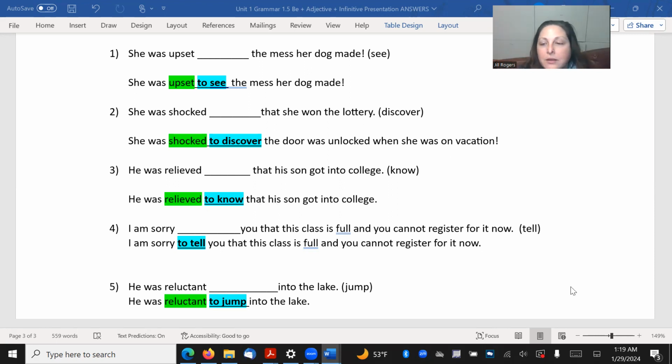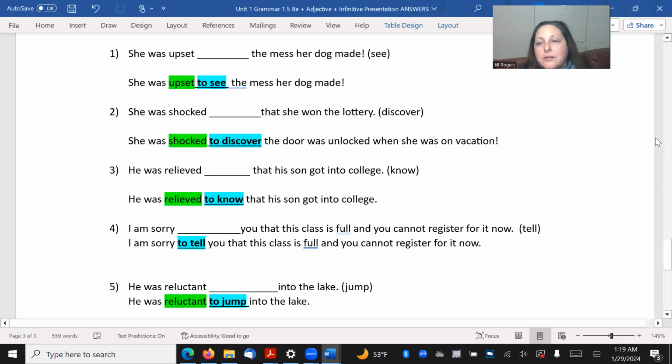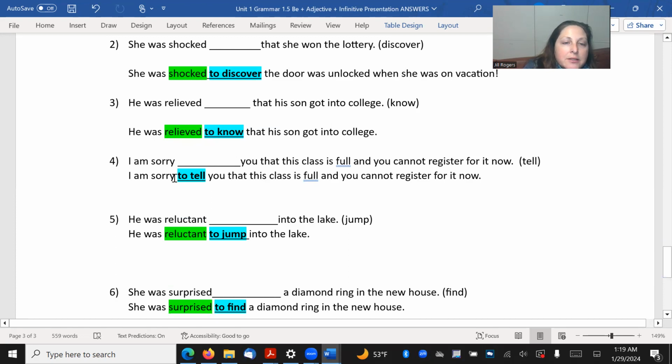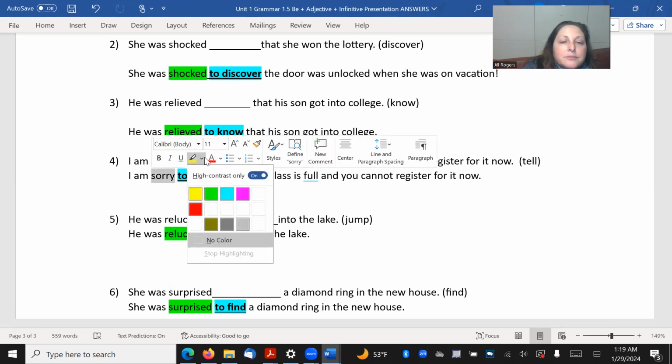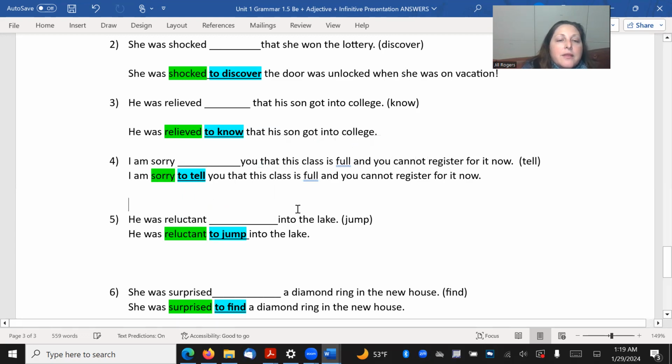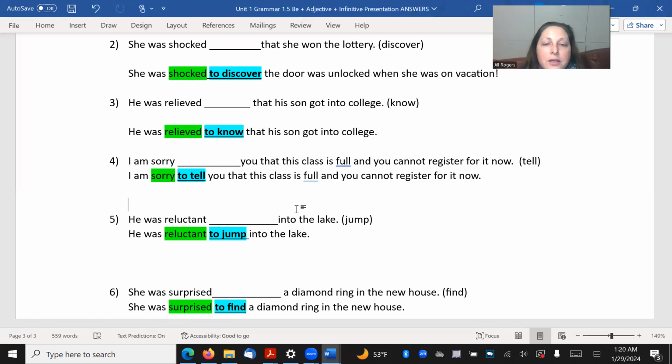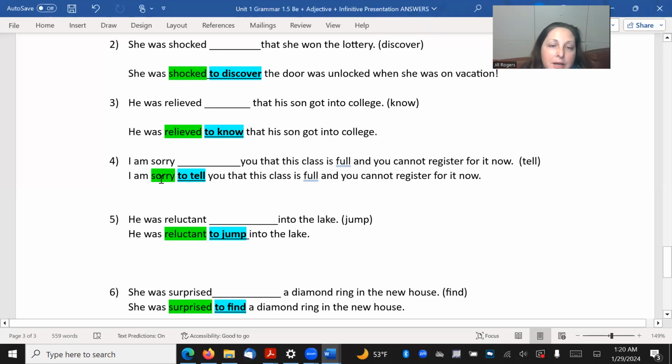Oops, I forgot to do some coloring. I forgot to highlight. That is the adjective. I'm sorry to tell you that this class is full and you cannot register for it now. That happens a lot. Classes get full fast. So sorry is the adjective. To tell is the infinitive.